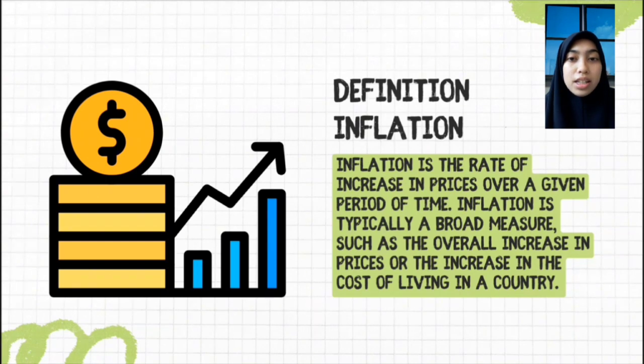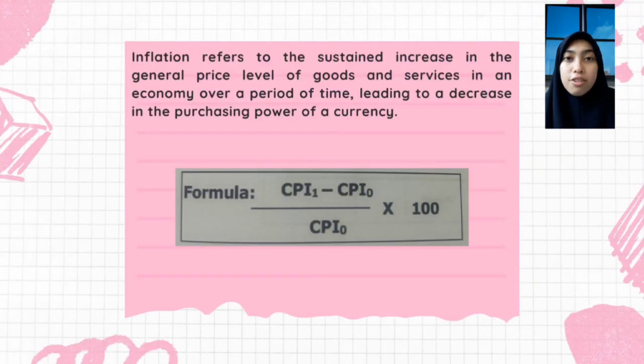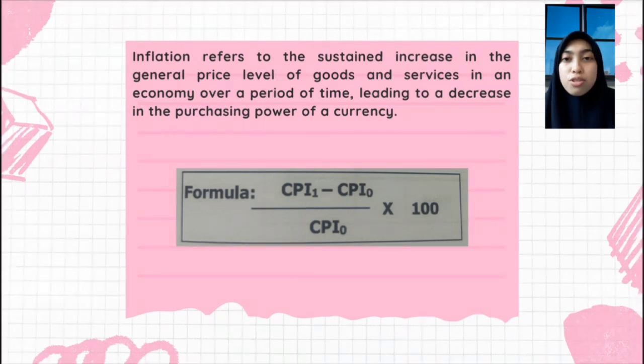Inflation is typically a broad measure, such as the overall increase in prices or the increase in the cost of living in a country. Inflation refers to the sustained increase in the general price level of goods and services in an economy over a period of time, leading to a decrease in the purchasing power of a currency. For the formula, inflation rate is CPI1 minus CPI0, divided by CPI0, multiplied by 100.